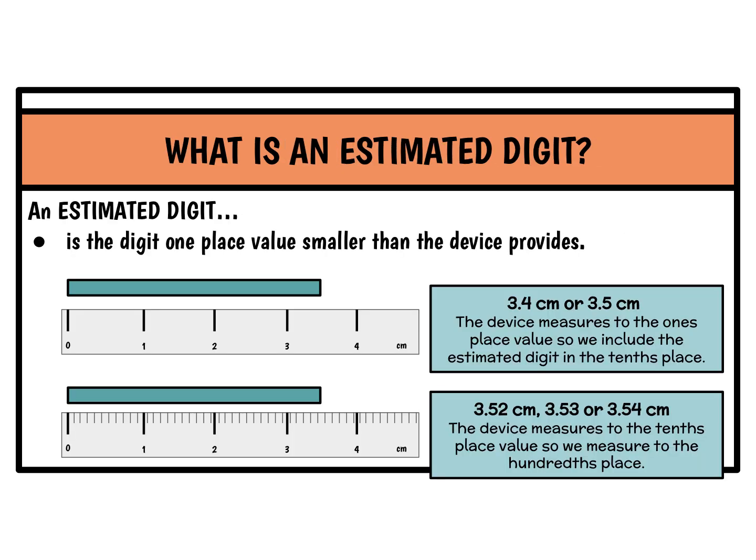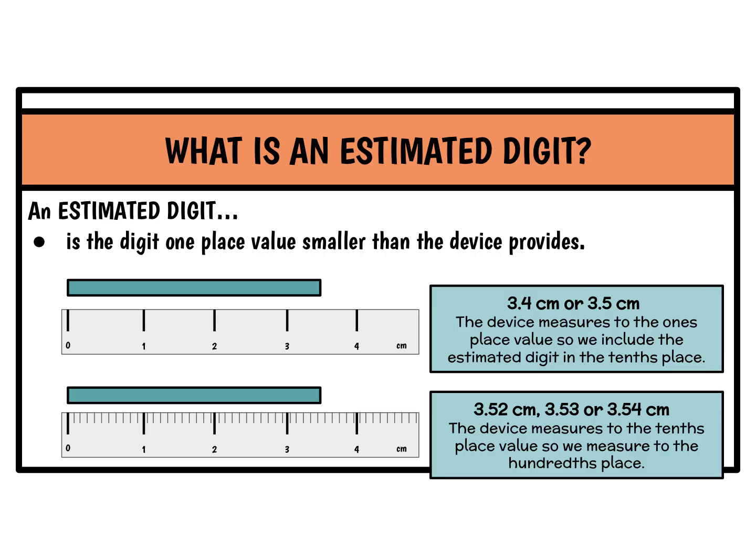So let's talk about what an estimated digit is. We have two rulers here. You can see this just goes to the ones place. And if you were to count, you'd see that there are 10 tick marks in between, so this is going to go to the tenths place. This teal string here is the same length, okay? But when we measure the same string using two different devices, we're going to get slightly different measurements. Let's pay attention to this, because kids seem to mess this up. This is something you really want to pay attention to.